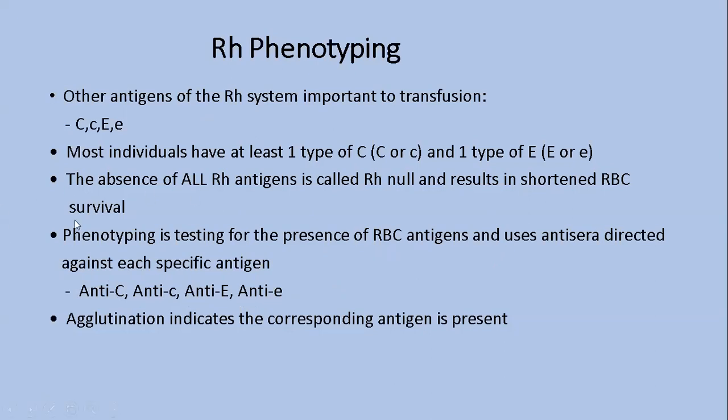So similar to other tube testing interpretation, when we have agglutination in a tube, it does indicate that the corresponding antigen is present. So for instance, if I had agglutination in the tube with anti-little c, then that means that my patient has the little c antigen. If it lacks agglutination, then it means that that antigen is absent.